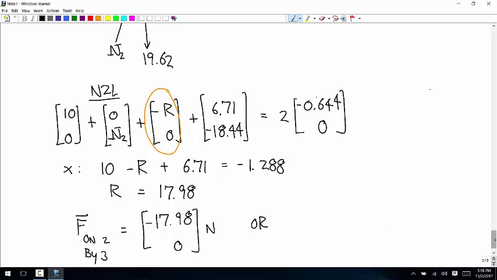So this way with a magnitude of 17.98. And then based on that, what would be the force vector on the 3 by the 2? It would be 17.98 just in the opposite direction, down the ramp.